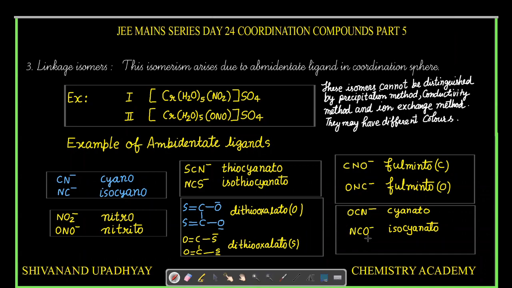So sometimes when I am writing NCO, it means that the nitrogen atom is going to connect with the central atom. When I am writing OCN, then it means that oxygen is going to connect with the central atom. So these isomers can be distinguished by precipitation method, conductivity method, and ion exchange method. They may have different colors because, of course, these ligands have different strength. So the delta value will change. The crystal field splitting energy value will change, and because of that, the color of the complex may change. So the isomerism due to ambidentate ligand is known as linkage isomerism.